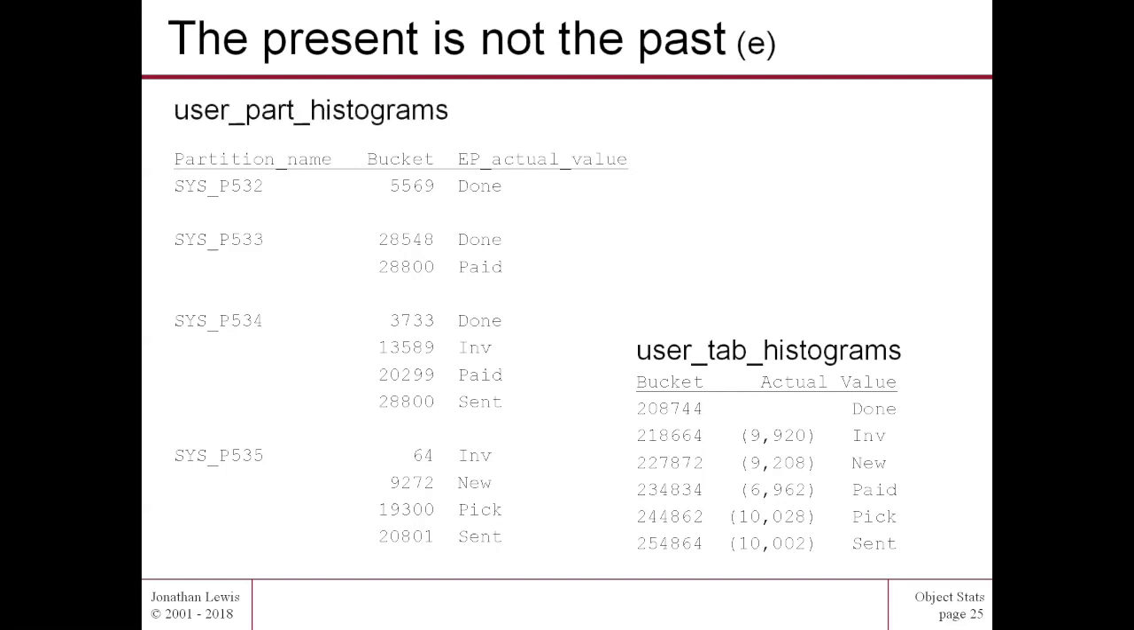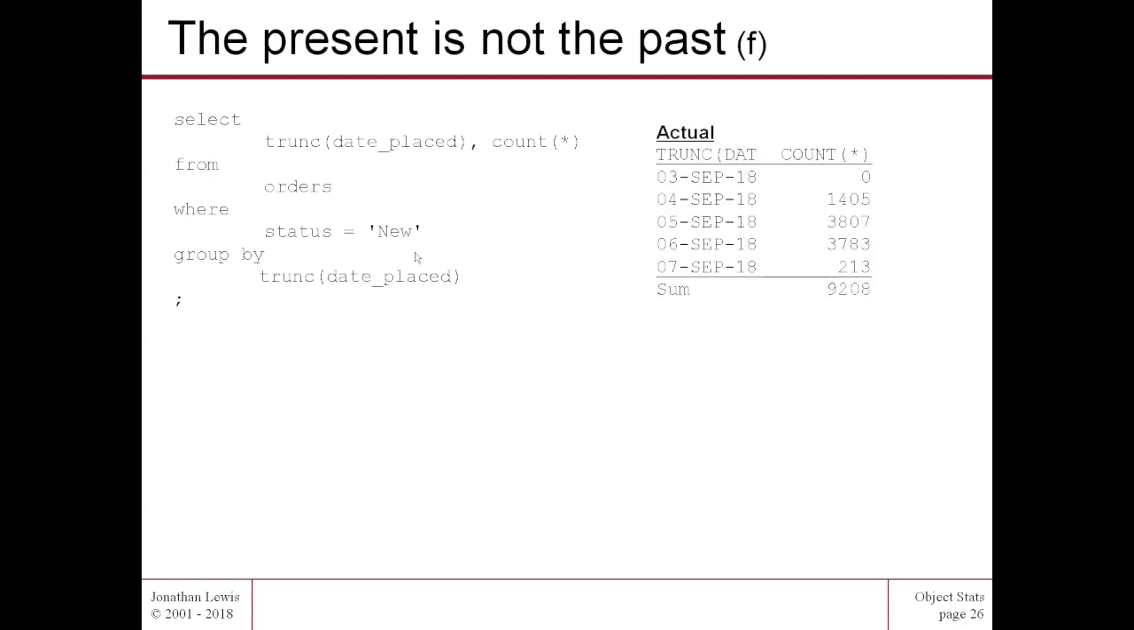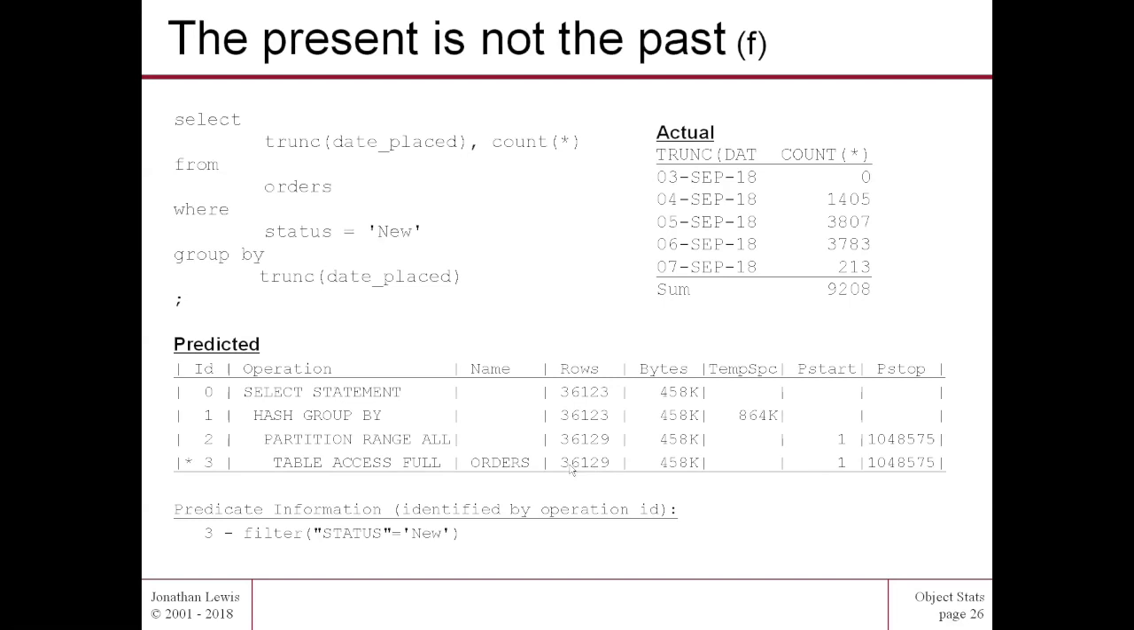So what happens, you might ask, when we actually start to query this data? Well, let's take a look. Let's select date placed, count star for status new with a group by. This is what the data actually looks like. Go back, in my case, 4 days into the past, and there's nothing new, and there's a total of 9,208 rows. And I've gathered stats in the last few seconds in order to get the stats looking as good as possible. Oracle's prediction, I have no idea why, 36,000 rows.